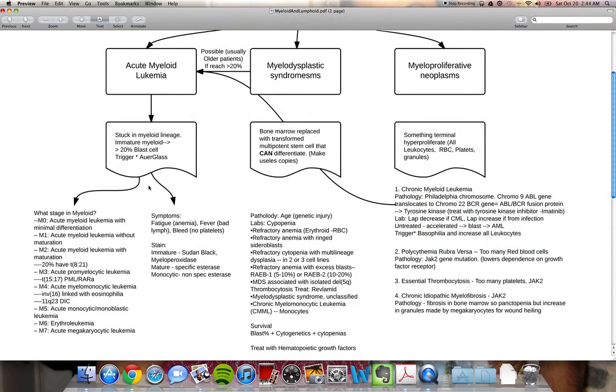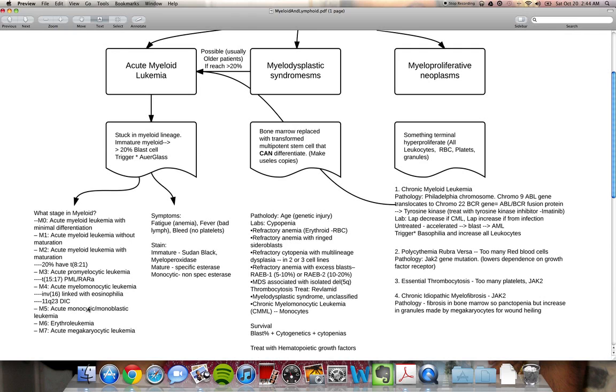Alright, so now we want to stain for these. There's a couple different stains we have. For immature, we can do Sudan black and myeloperoxidase, and immature is going to hit the ones we talked about earlier, right? M0, M1, M2, M3. Myeloperoxidase and Sudan black are immature. Mature, we have specific esterase. Specific esterase is going to do our later, further ones, past M1, M2, M3. And then we have a monocytic stain, which makes sense, is just going to go for M4, M5, because those are the ones that deal with monocytes, right?